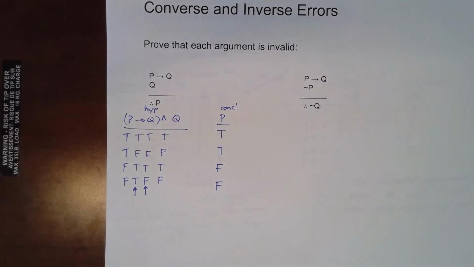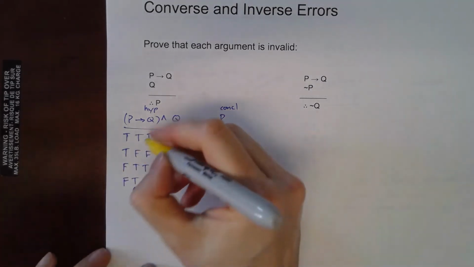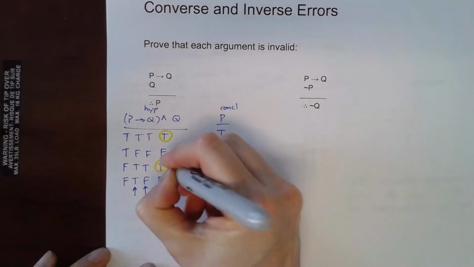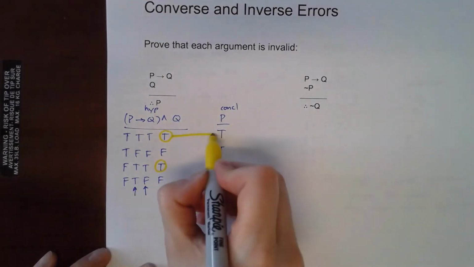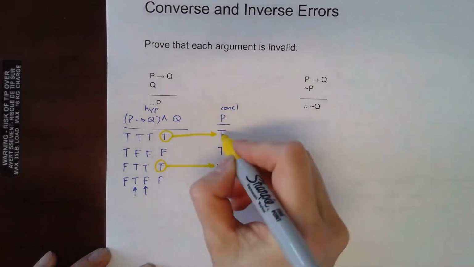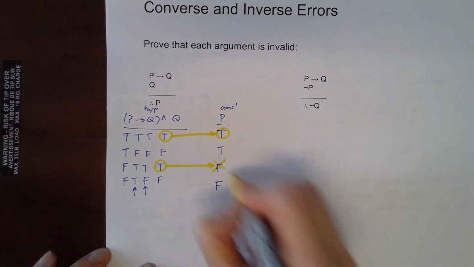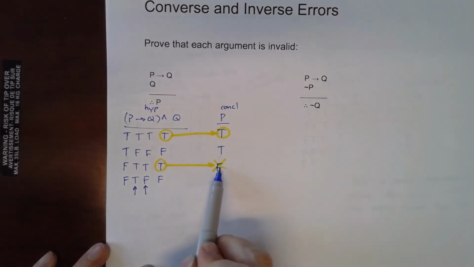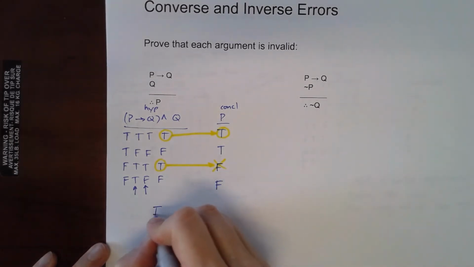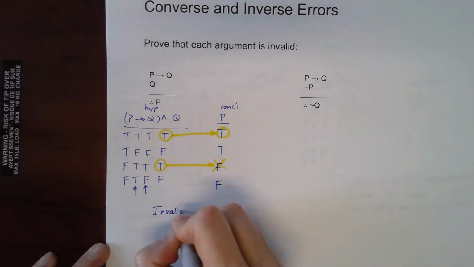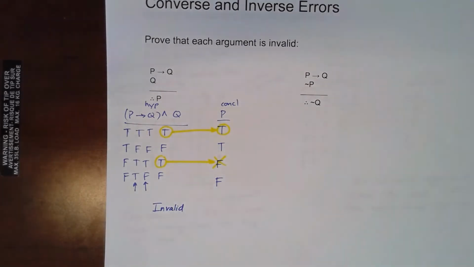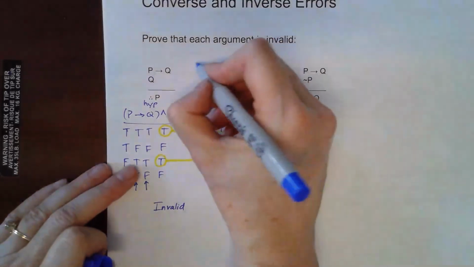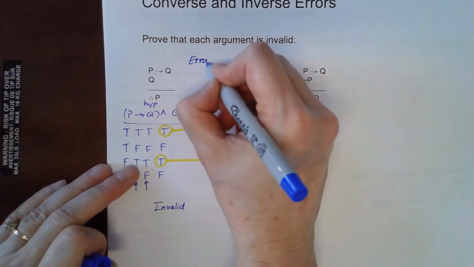So once again, we can just look only at the places where I have true hypotheses and check. Do they match up with true conclusions? So here, yes, here, no. Okay. And so, since this one is not true, we don't always get a true conclusion. This is an invalid argument. Okay. So, this is called the error of the converse.